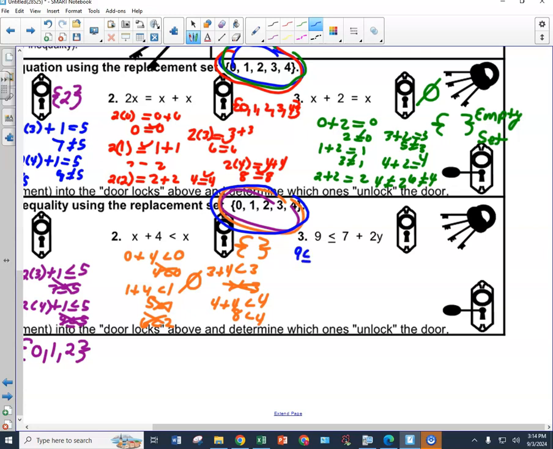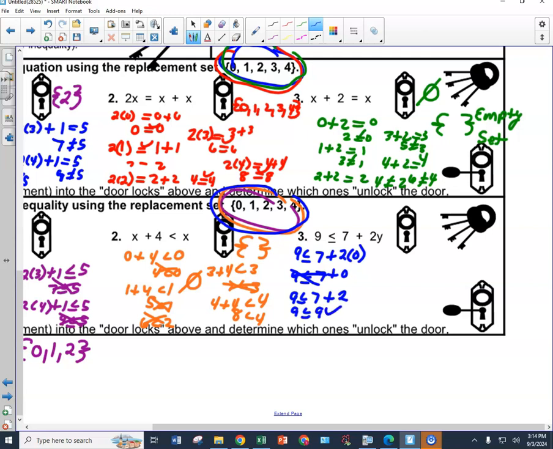We have 9 less than or equal to 7 plus 2 times 0. Well, 2 times 0 is 0. Is 9 smaller than 7? No. Let's plug in 1. So we have 9 is smaller than or equal to 7 plus 2 times 1, which is 2. Is 9 smaller than or equal to 9? That is a true statement.